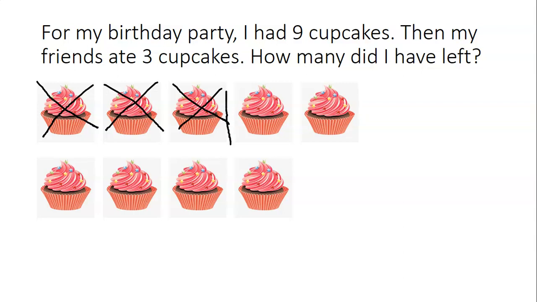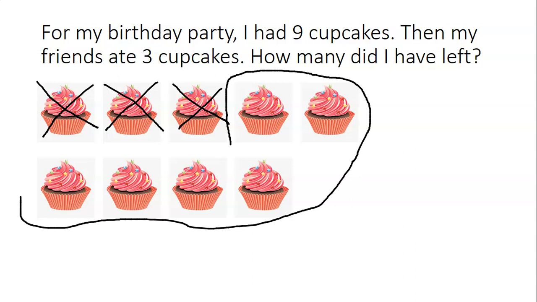Let me put a circle around the ones I have left over so I know those are the ones that are still available. How many? 1, 2, 3, 4, 5, 6. Perfect. So I see this in 2 parts. I see the 3 that were taken away. They're no longer there. And then I see the 6 that I have left over. So let's write a number sentence for that.